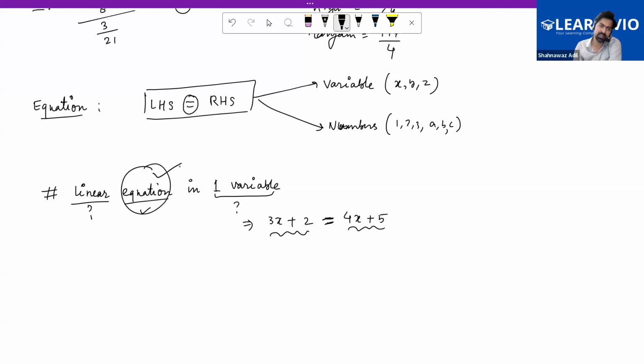Now, why do we call it a linear equation? How many variables do you have in this equation? One variable, and that is x. This equation has one variable and it is an equation. Now, what is the power on this variable in both the sides? One. So this variable has power 1. Absolutely correct. So you guys are sharp.